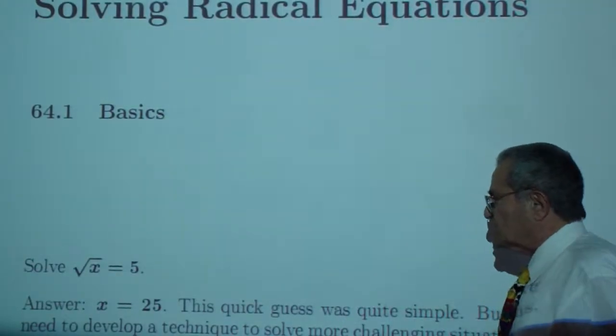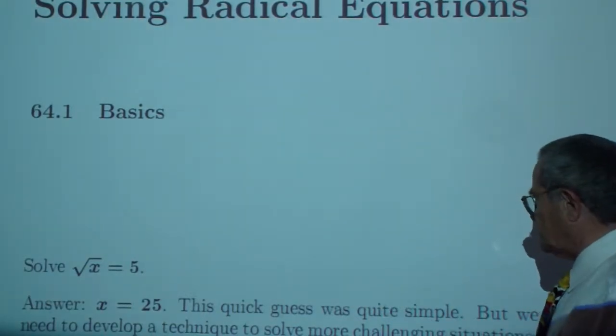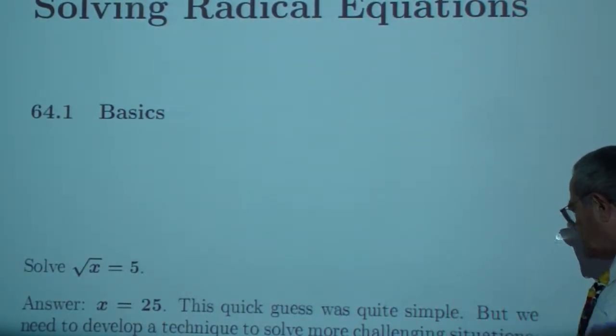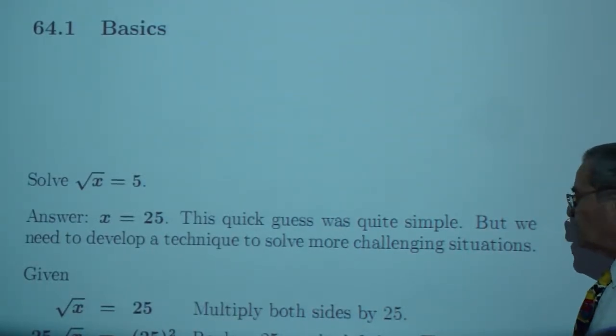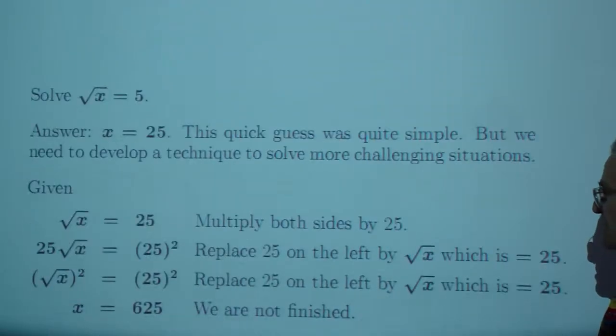Solve square root of x, which is 5. The answer is x is 25. This quick guess was quite simple, but we need to develop a technique to solve more challenging situations.